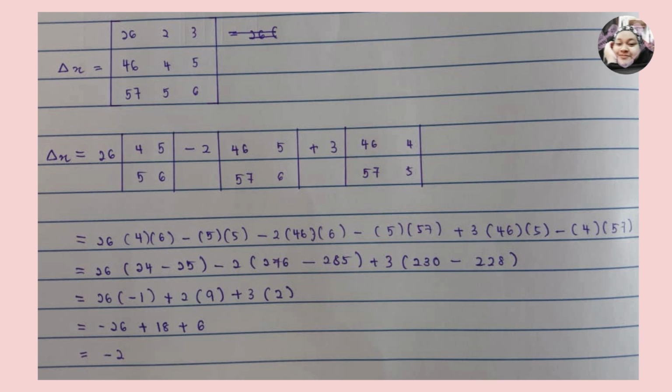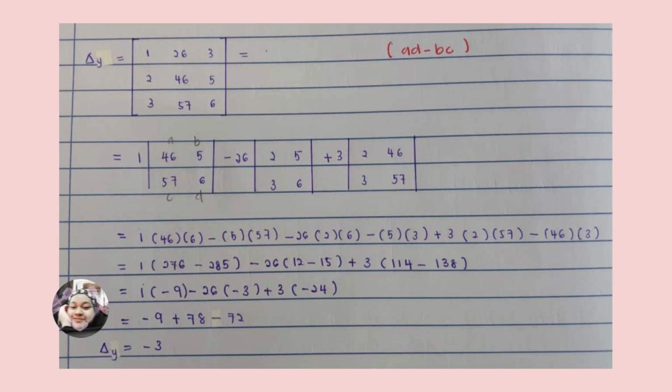And same as the second column vector and the third column vector. Look at the answer that I got: negative 26 plus 18 and plus 6. Then I calculate it with my calculator and we got negative 2. Okay, this is how we want to find determinant of y.